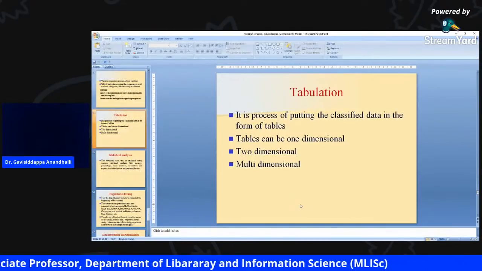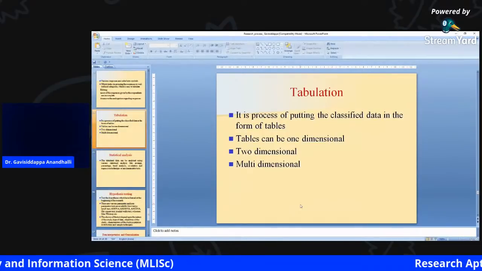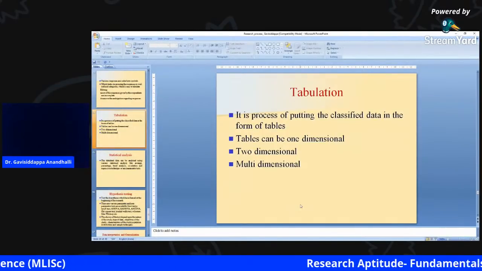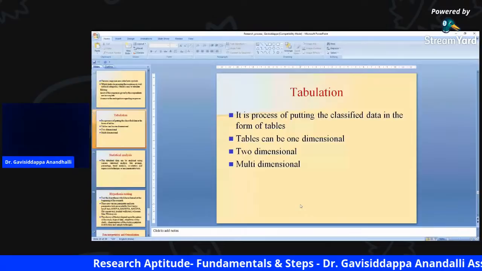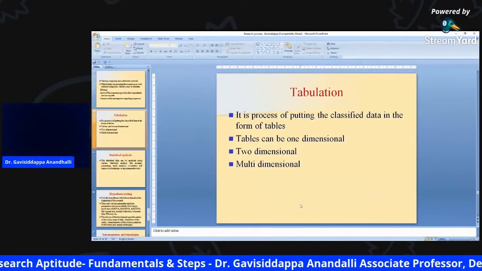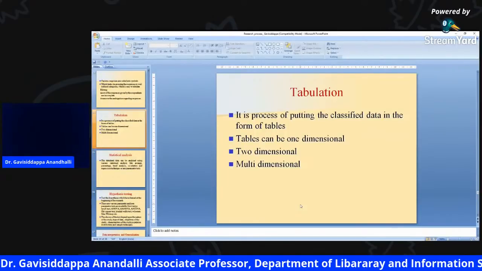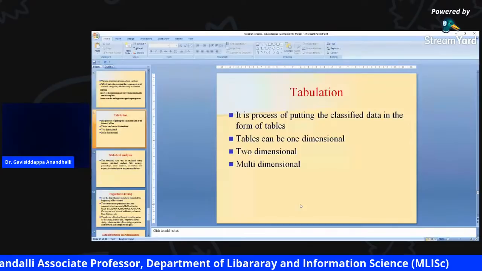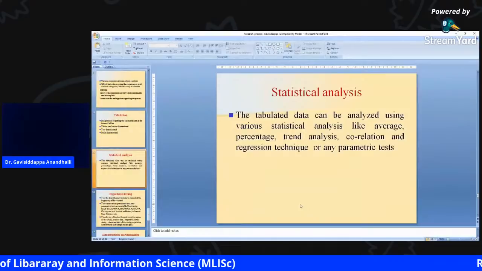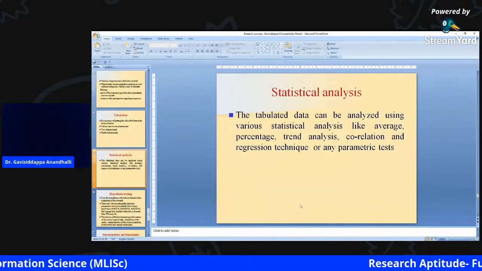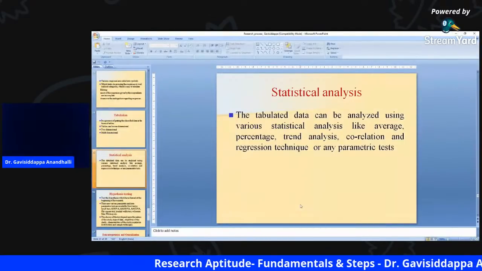A table can be a one-dimensional table, two-dimensional table, or multi-dimensional table. One single variable makes one table. If I want to merge two variables, like income versus gender, or age versus gender, in one table, it becomes a two-dimensional table. If I want to merge place, gender, and age, three variables, now it becomes a multi-dimensional table. So depending upon your perception, how you are going to draw and infer the data, you have to merge the table. So the next one is statistical analysis.